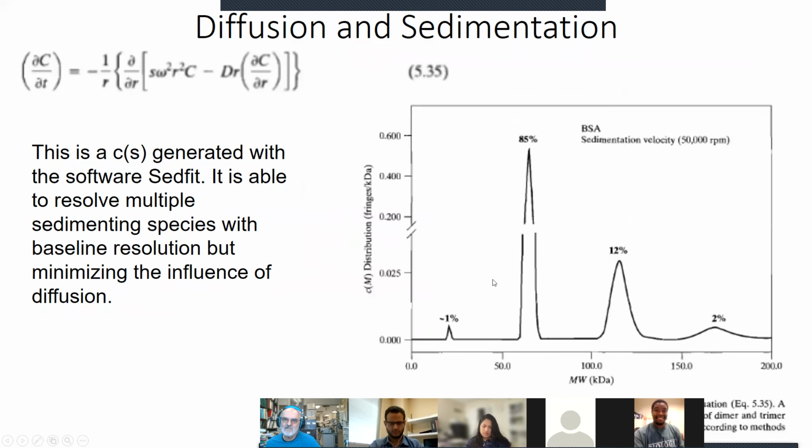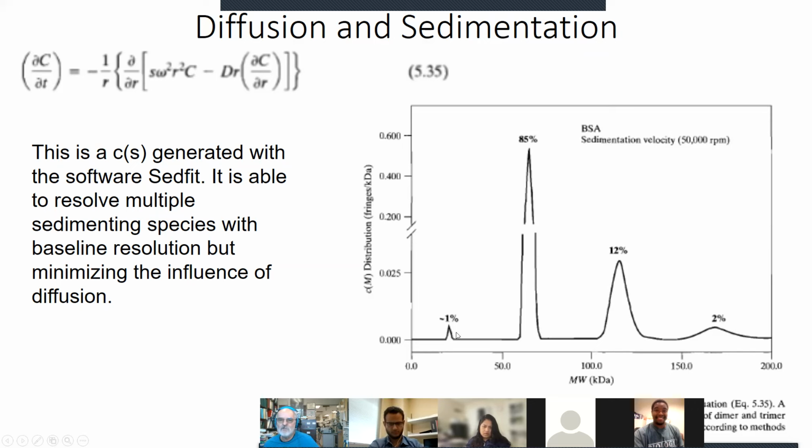Another way of analyzing this is to fit the data as a series of solutions to the Lamb equation. It's known as a c(S). It comes from a program called SedFit. And it allows you to look at a boundary and ask, are there multiple boundaries within the boundary? Okay, and so you can see in this particular example, this is serum albumin with a certain amount of contaminating aggregated dimer and trimer.